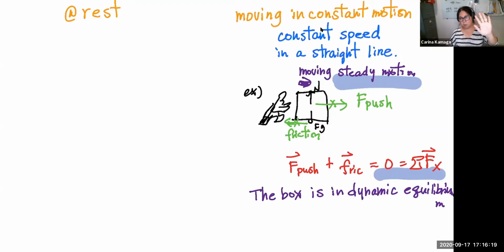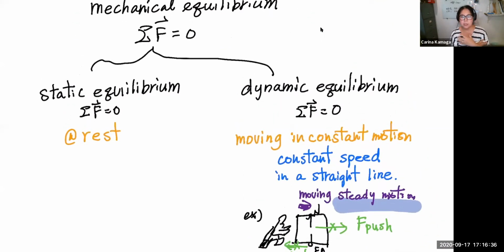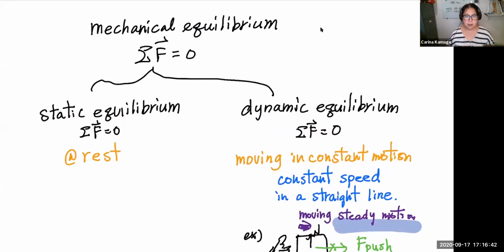You can apply a push, but if there's a friction force in the opposite direction that's equal in magnitude, then the box is in a steady motion. It's moving, but it's in dynamic equilibrium. So either way, when you add up all the forces and the net force is equal to 0, we say the object is in equilibrium.